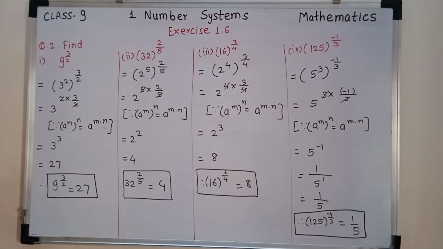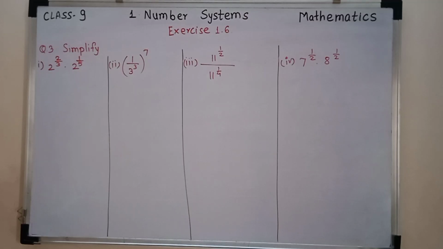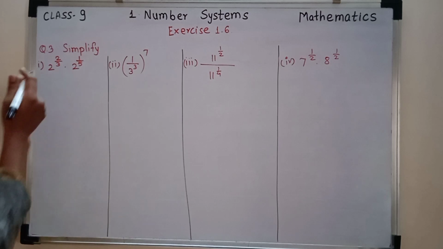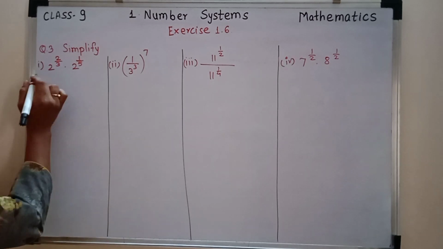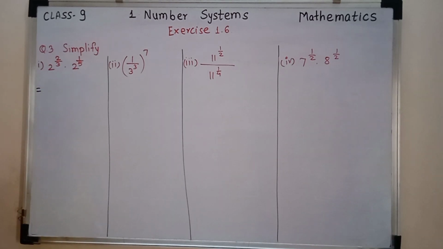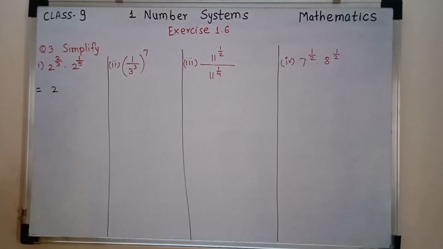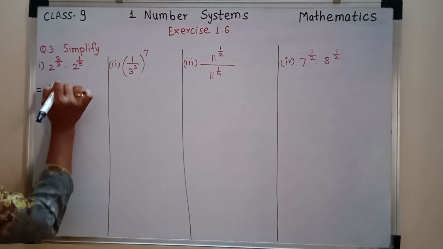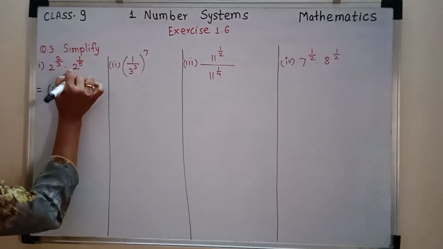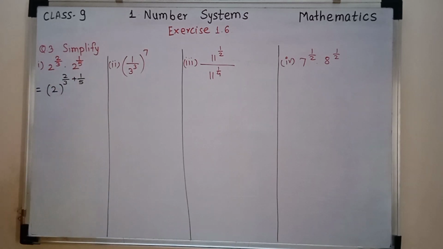That is question number 3. So continuing with question number 3. First is simplify: 2 raised to 2 by 3 into 2 raised to 1 by 5. The base is the same, so what will happen to the powers? Addition will happen. So it will be 2 raised to 2 by 3 plus 1 by 5.